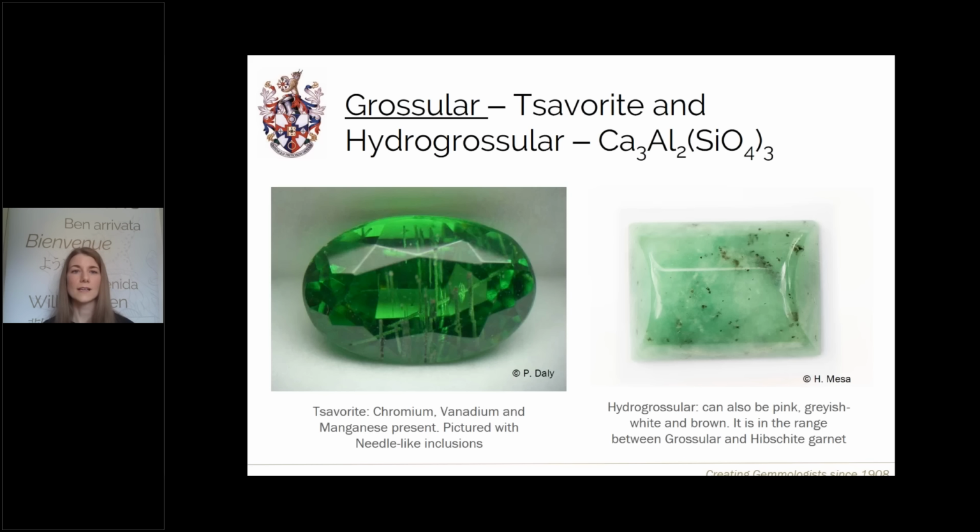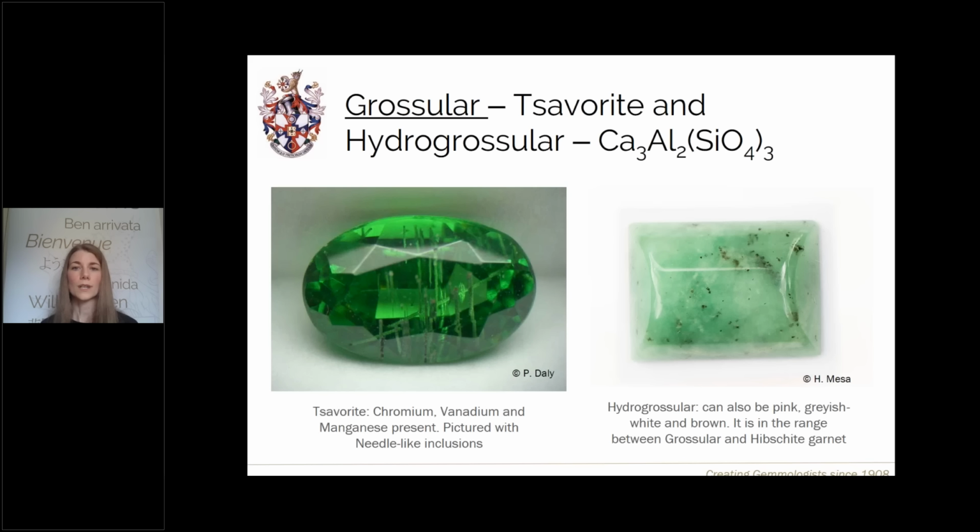Hydrogrossular garnet is actually a combination, or within the range, between grossular garnet and another type of garnet that's in a different series called hibschite garnet. It is sometimes sold as hydrogarnet as well. It can come in different colors. This is one of the colors, this green color, often translucent to opaque. It can also be pink or grayish white or brown.